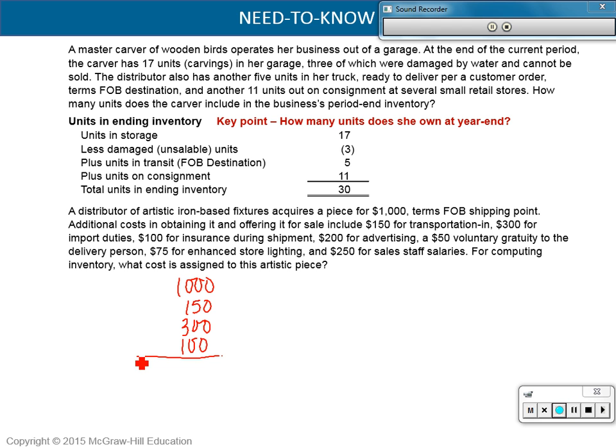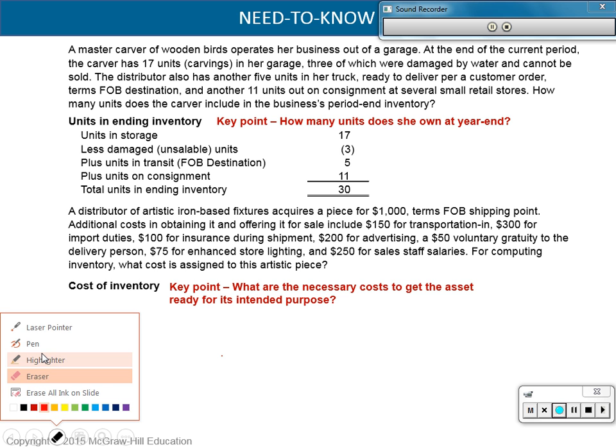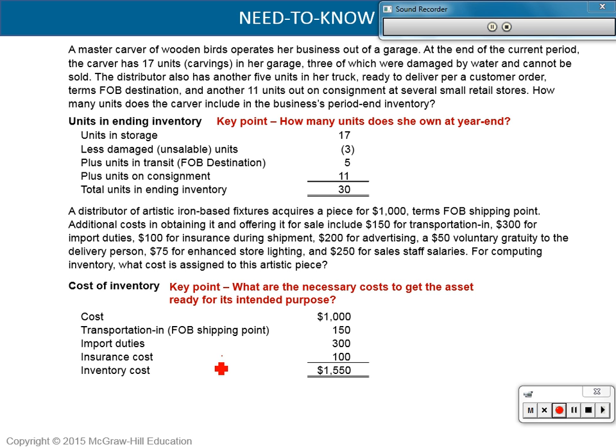So what do we have here? 1,550. So look at what it says here in red. Key point: what are the necessary costs to get the asset ready for its intended use? So the cost of it, which is the $1,000, the transportation, the import duties and the insurance costs.